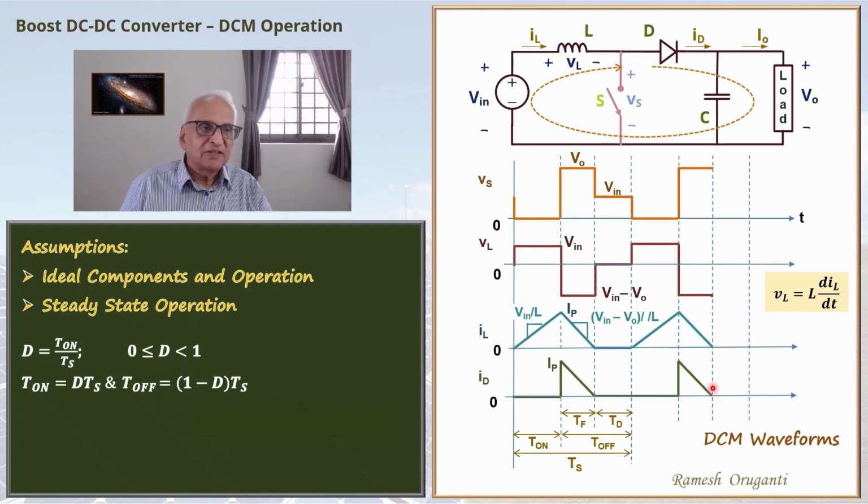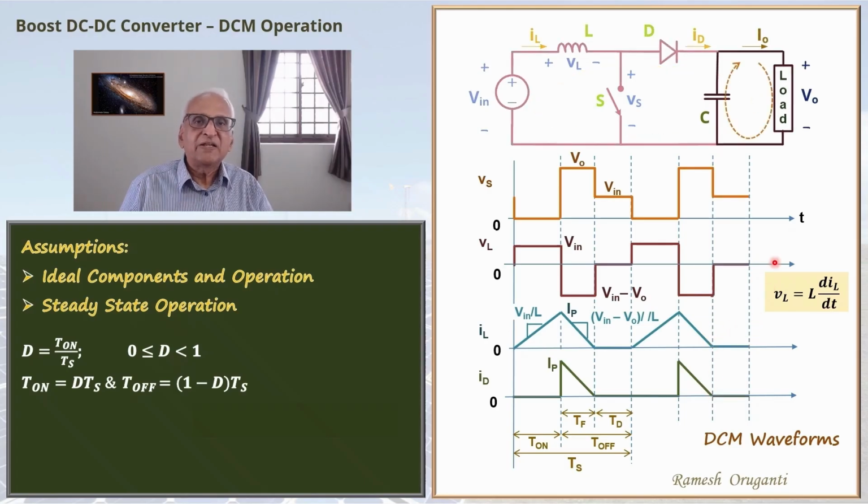Again, the next interval is the TD interval, when neither the switch nor the diode conducts, and the switch voltage is Vin, the inductor voltage is 0, the inductor current is 0 and the diode current is 0. During the TD interval, the only part of the circuit that is alive is the output side. Capacitor is taking care of the load. No current is flowing in any other part of the circuit.